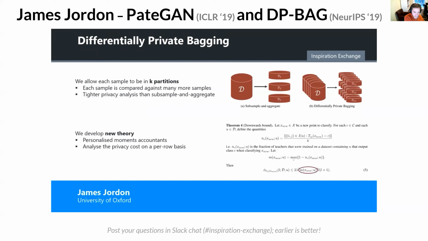guarantee is tighter. Though we did not explore it in this work, these personalized accountants also lend themselves to allowing differential privacy at different levels for different individuals in a dataset, a particularly interesting area of research.